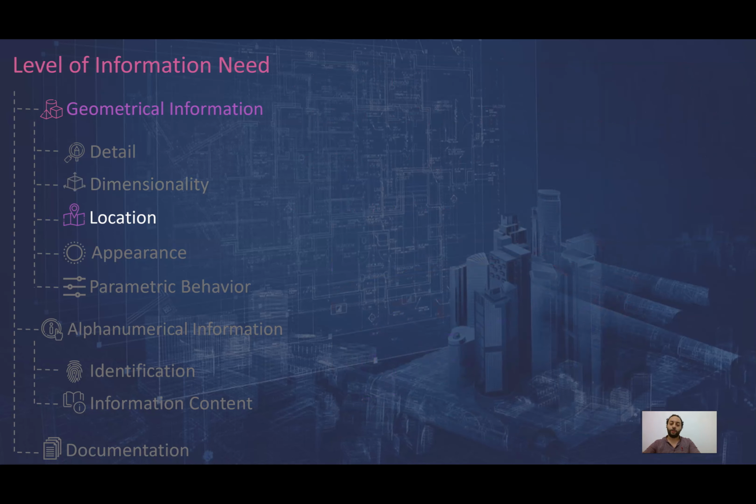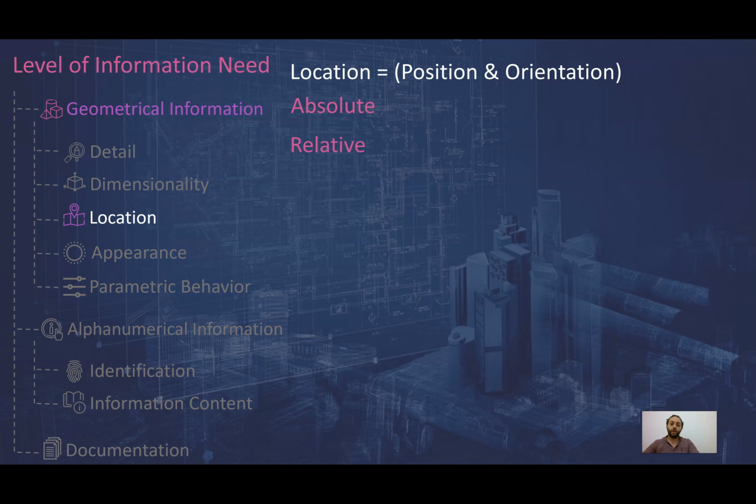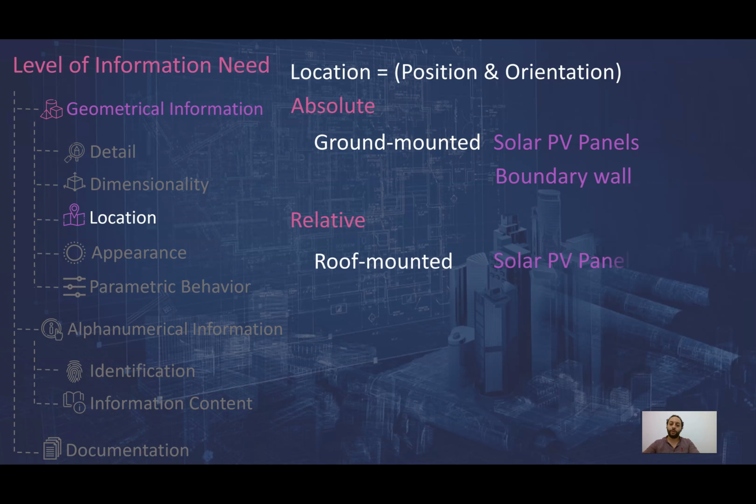In terms of the location, we need to specify the position of the element and the orientation. The position or the location could be an absolute reference to a reference point or a relative reference to another object. Absolute examples are ground-mounted solar PV panels and boundary walls. Examples of relative could be roof-mounted PV panels, windows, doors, and a lot of elements, of course.